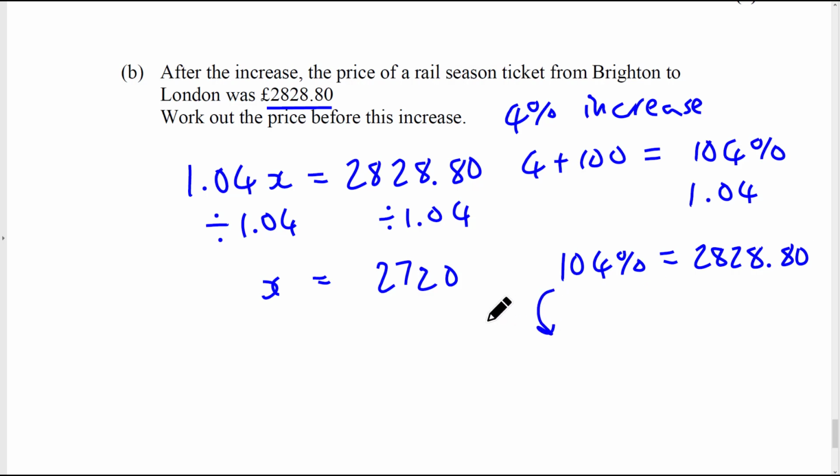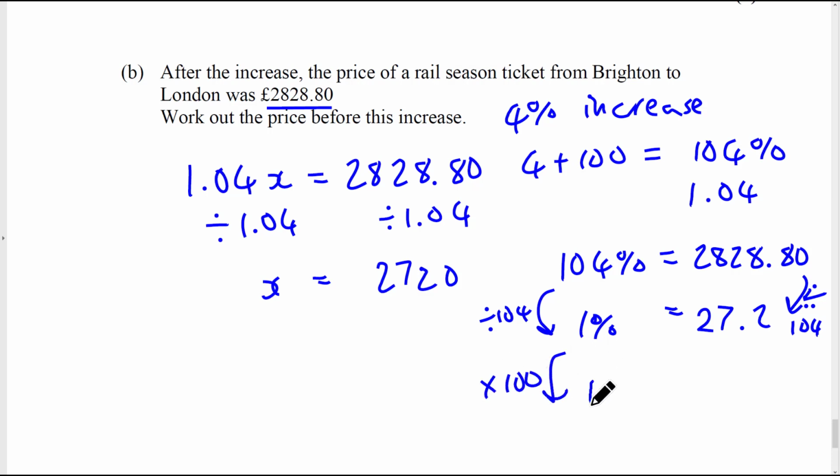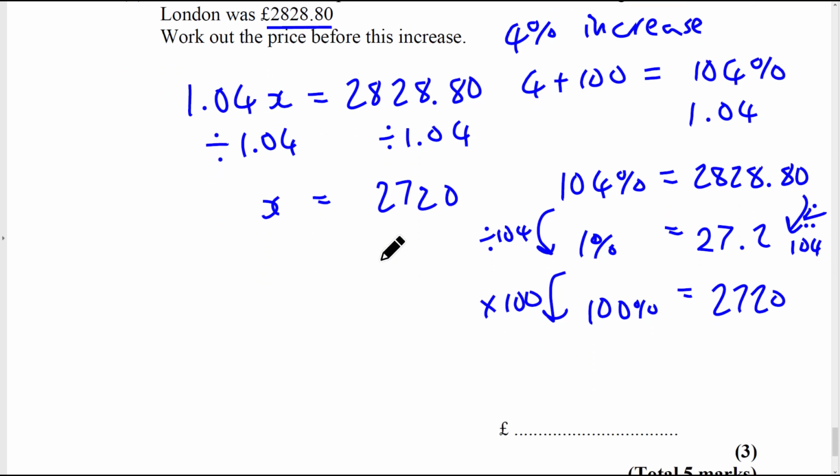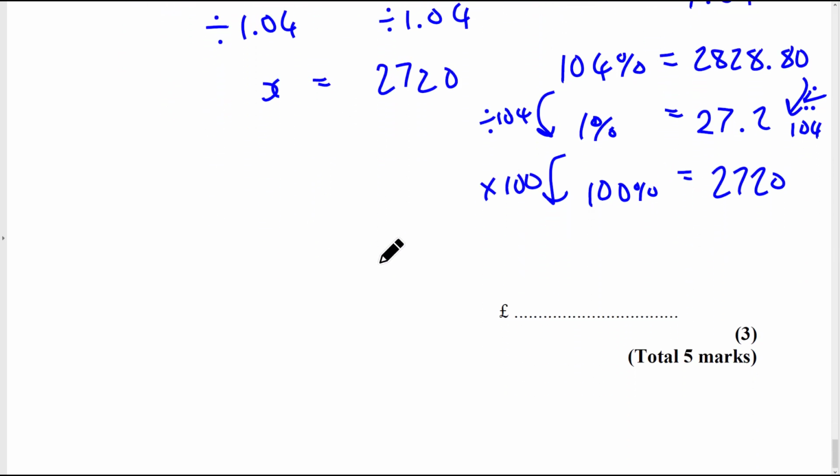So how do we get to 1%? We'll divide it by 104. Divide by 104, so 1% equals 27.2 on the calculator. 27.2, then times it by 100 to get what it was originally, and you'd still get 2720. So that's with an increase and working back from the increase. Easy marks there, and that is it.